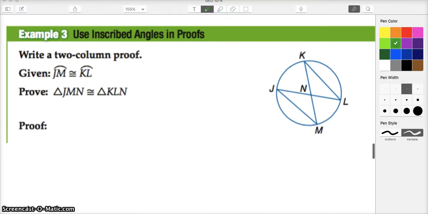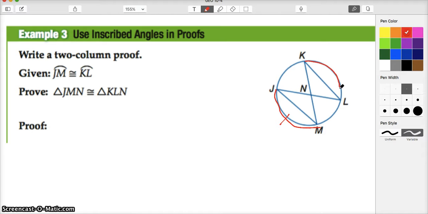Oh no, just when you thought we were over two-column proofs, they rear their beautiful yet challenging heads again. Here we are. We've got example 3, and we're going to use inscribed angles in a particular proof. Let's take a look at our picture and what's going on. They give us that arc JM is congruent to arc KL. This arc right here is congruent to this arc right here, KL.